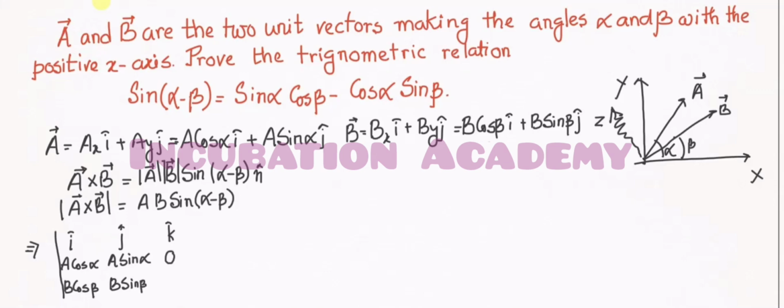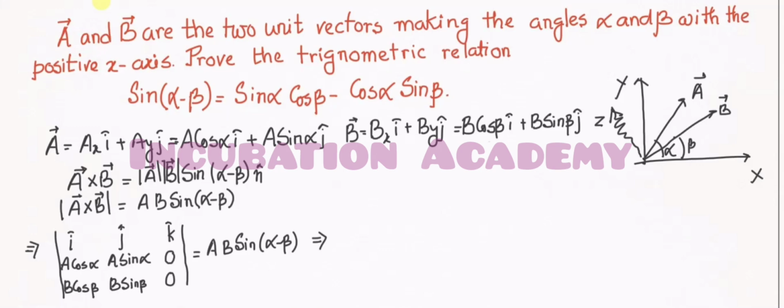Okay, the Z component of B, for the same reason, is 0, and let it be the magnitude of A, magnitude of B, sine alpha minus beta. So if I solve this determinant shown here, the coefficient of i cap becomes 0, the x component of the vector which we find after getting A cross B.